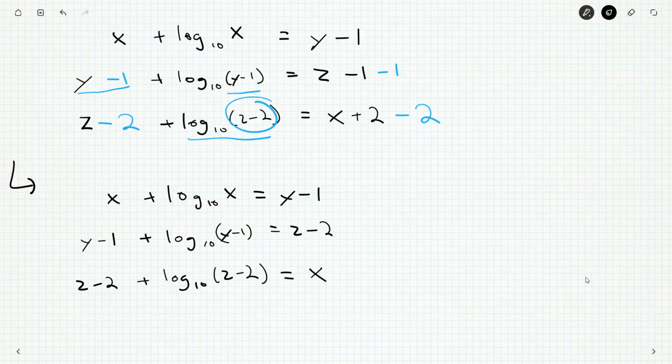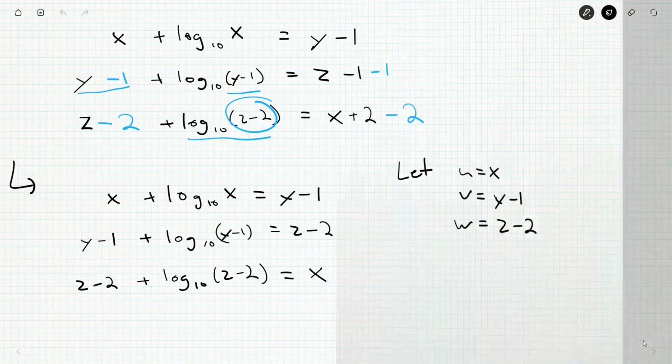I think introducing a new variable is called for. So I might say something like, let u be x, I guess, v be y minus 1. I could just let x be itself, but I like that the letters are increasing. Okay, so we make this statement very clear.